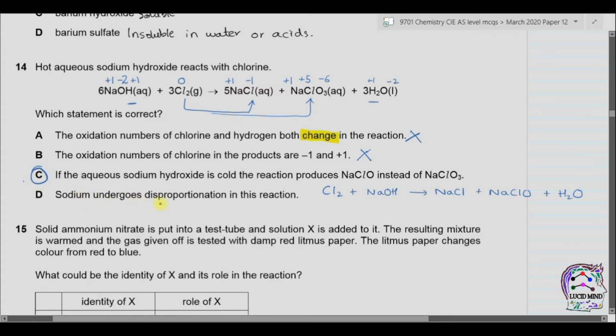D. Sodium undergoes disproportionation in this reaction. Disproportionation basically means self-oxidation reduction. So in this reaction, chlorine is getting oxidized and reduced. So it is not sodium, it is chlorine.